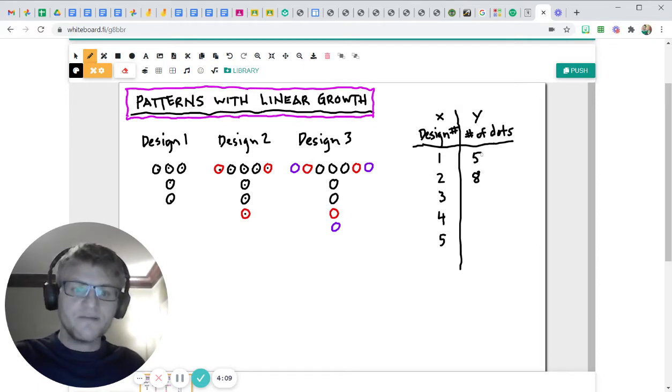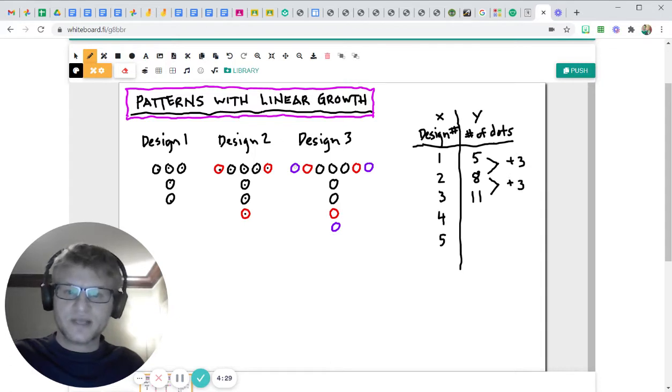There should be 11. And the reason I know that there should be 11 is because the difference here is plus 3. We added 3 dots. So I assume that this one is going to be 11 because it should be doing the same thing, adding 3 dots, right? Based on what I'm seeing in our pattern. So let's double check. 1, 2, 3, 4, 5, 6, 7, 8, 9, 10, 11. Excellent. Great. That's what we thought.